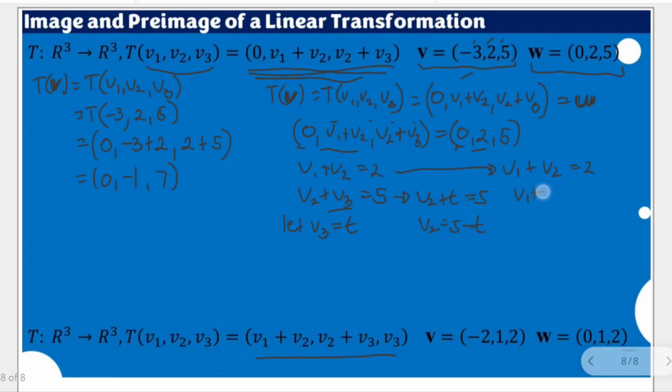V sub 1 plus V sub 2 here, which is 5 minus t, equals 2. For V sub 1, you have 2 minus 3, and then positive t, so t minus 3. Take note that all components of the pre-image for vector W have t. So you can write it like this: your V sub 1 is t minus 3, your V sub 2 is 5 minus t, and your V sub 3 is t.